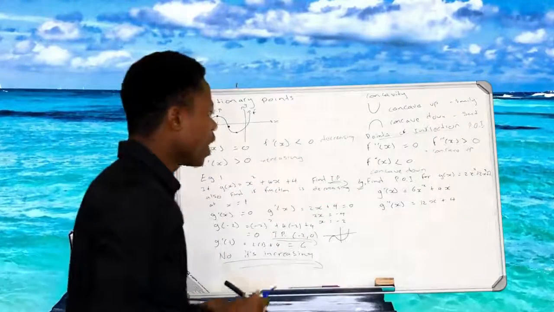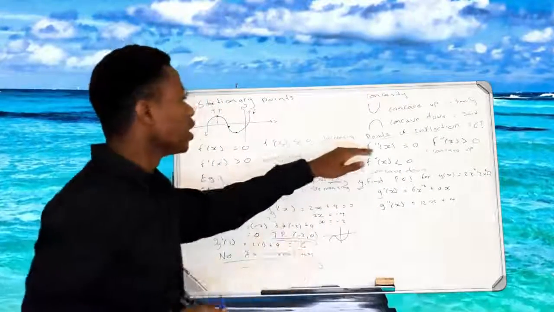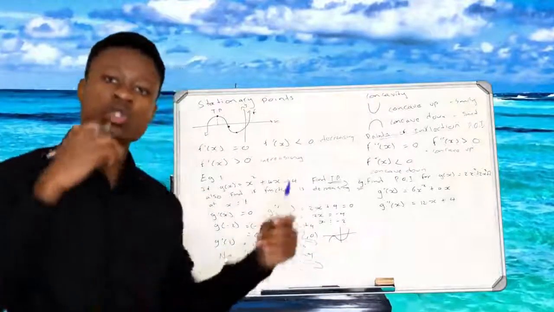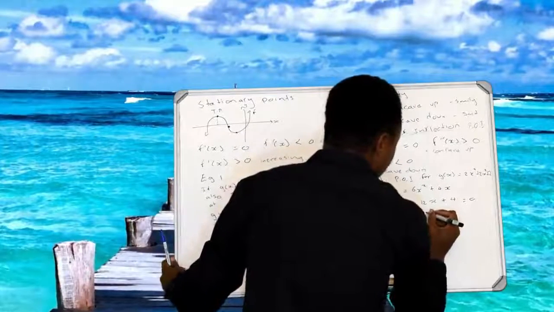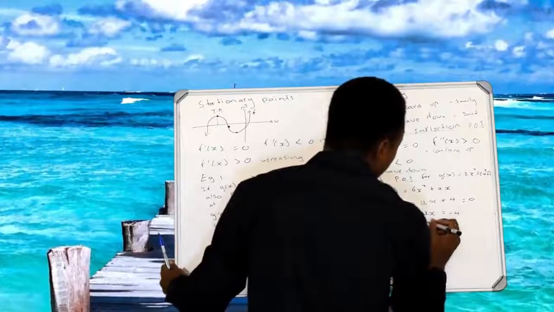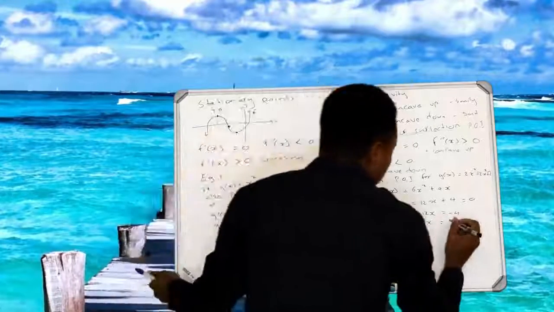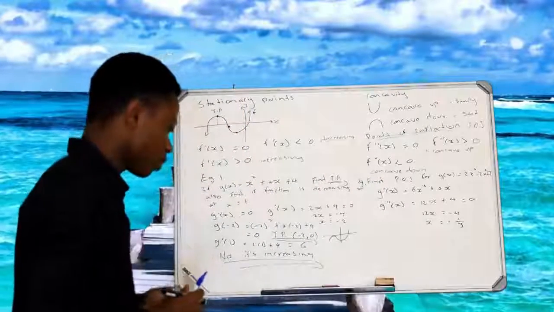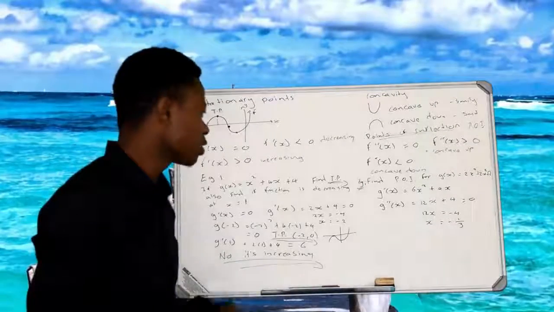So now, what did it say? You can find the point of inflection when f double prime of x is equal to 0. So I equate this to 0. I take the 4 to the other side, so it becomes negative 4. And if I divide negative 4 over 12, it becomes negative 1 over 3. Now that's my answer.